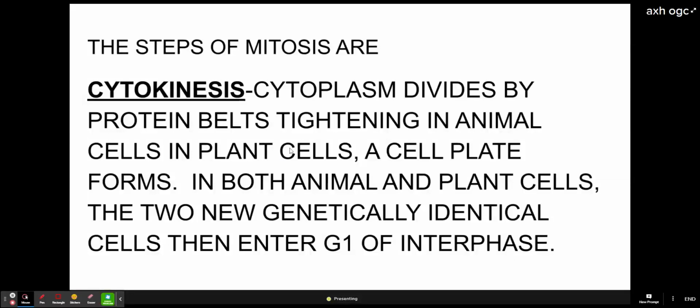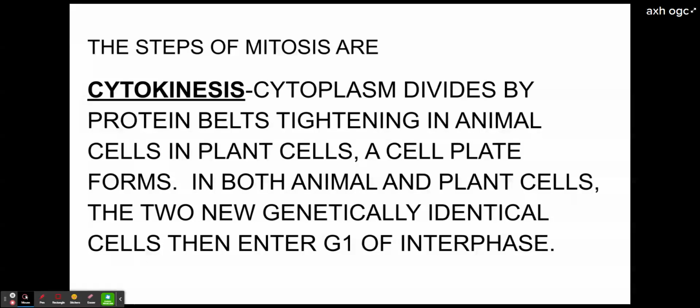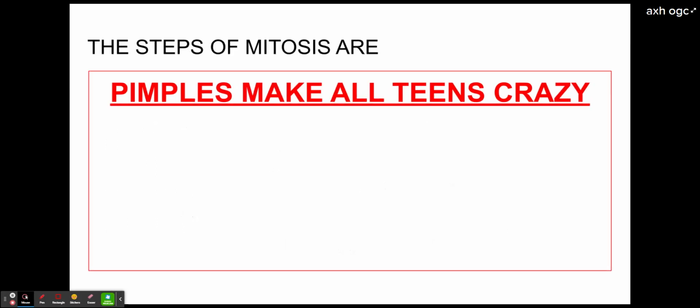Then cytokinesis is where the cell actually physically divides. In animal cells, you have a little protein belt that tugs tightly and closes that off. And then in plant cells, a cell plate forms. So then those two daughter cells enter into G1 of interphase, and the cell cycle begins again.